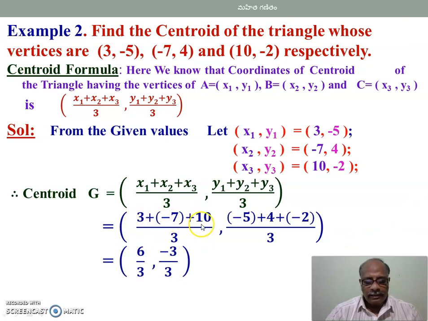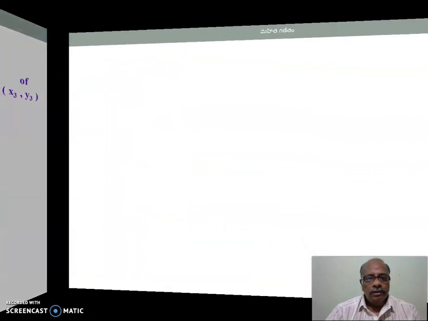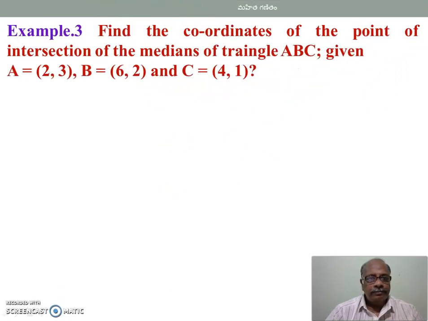3 plus 10, 13, minus 7, 6. Minus 5, minus 2, minus 7, minus 7 plus 4, minus 3. After cancellation, we are left with (2, minus 1). This is the centroid of the triangle. Now, we will take one more example.